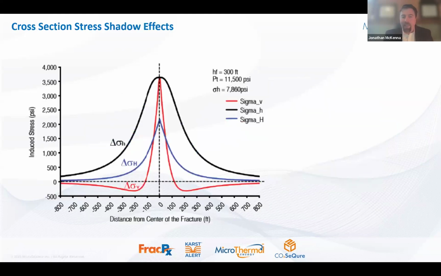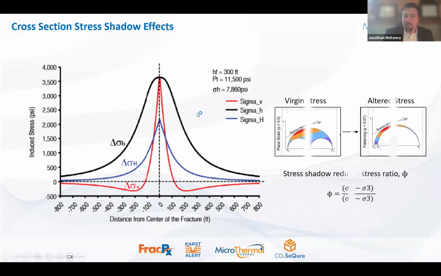And so the reason that we get these stress shadow effects is that you're changing the stress and you're causing an increase. So this is kind of the center of your fracture. As you're moving away from your fractures, we see that you're increasing the stress more in the minimum horizontal stress than you are in the maximum horizontal stress, and more than you are on the vertical stress. So you cause both a rotation in the stress and a change in the stress magnitude.